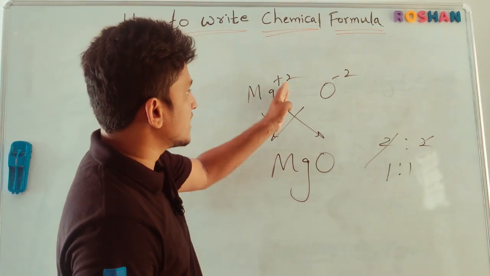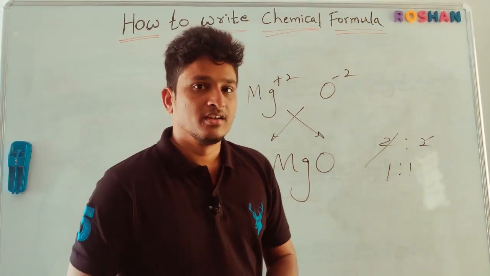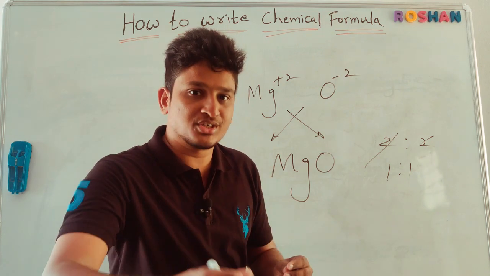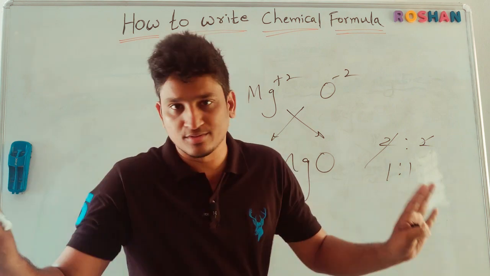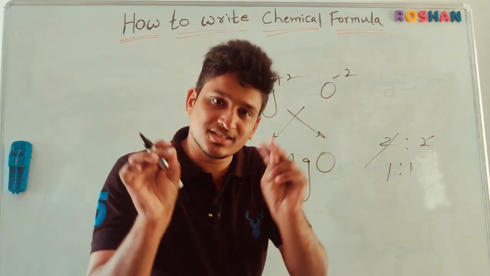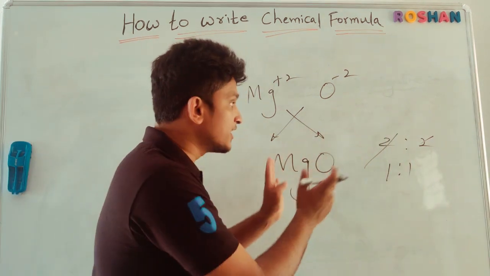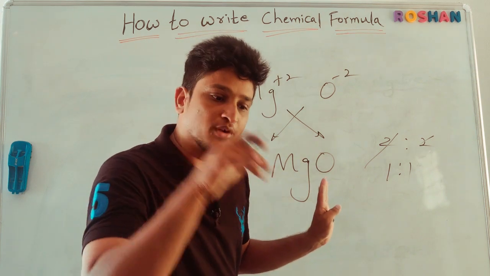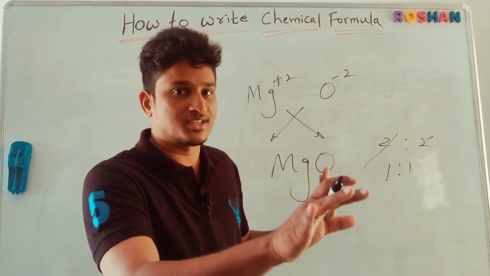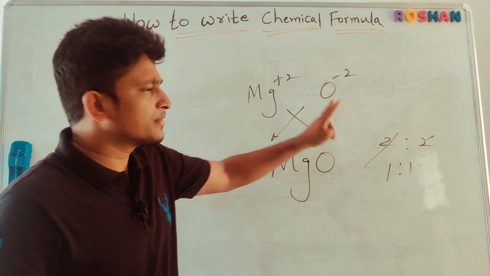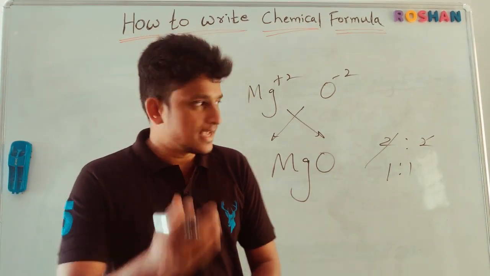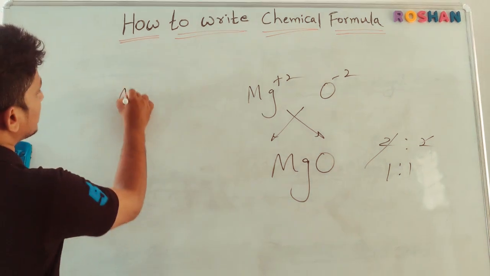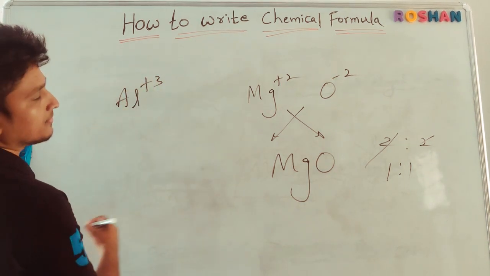If for example the charge number is 3, here also 3, what will you write as the formula? 3:3 ratio? No, 1:1 ratio, the simplest ratio you have to follow. That's it. There are no other rules. Crisscross technique, simplest ratio. That's why I explained the concept also. Don't follow the crisscross technique blindly. Yes or no? 1 magnesium can neutralize 1 oxide or not? Plus 2 minus 2 equal to 0. So MgO.